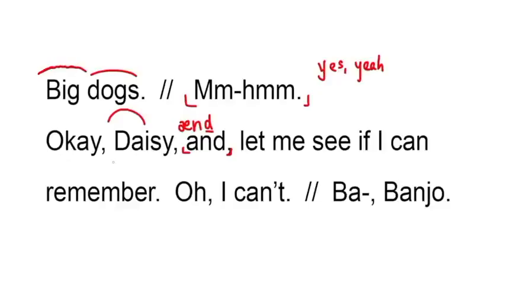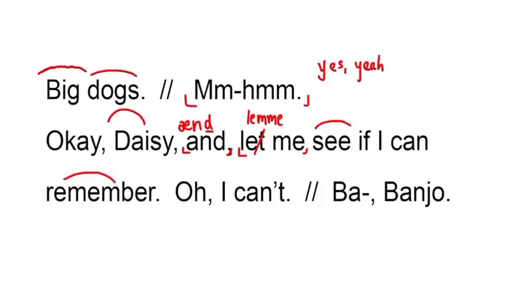Let me see if I can remember. See and the stressed syllable of remember are the most stressed words there. The rest are said very quickly, and we do have some reductions. Let me becomes lemmy. We drop the T completely. You might have seen people write it this way before, lemmy. I don't recommend writing reductions, but we use them in spoken English all the time.